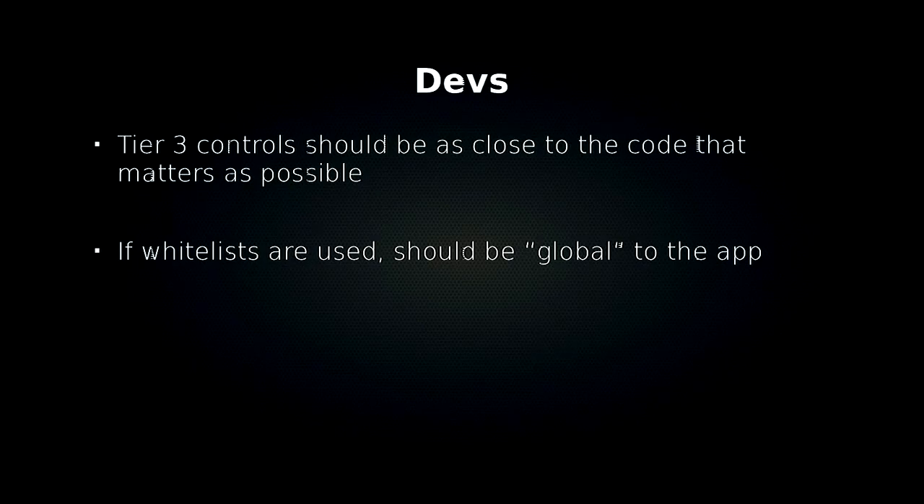So devs, tier 3 control should be as close to the code as possible, as should tier 2. Whitelists, if you're going to do a filter with whitelists, should be global.